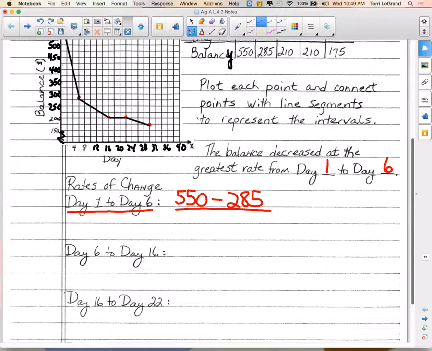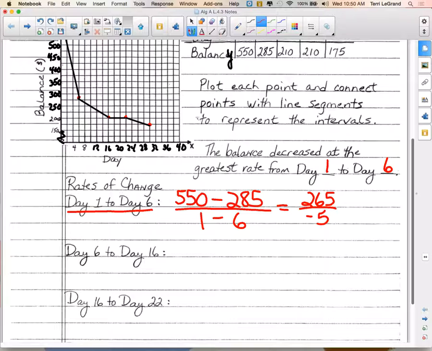I'm trusting you guys. I'm not looking at my table, so give me good information. Downstairs, day 1, take away day 6. This is where your calculator will come in handy. 550, take away 285. How much? 265. Thank you, Holly. 1, take away 6. Negative 5. And we need to account for positives and negatives in this.